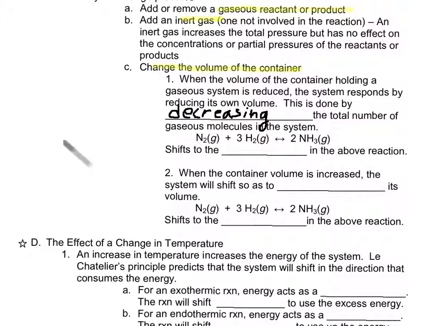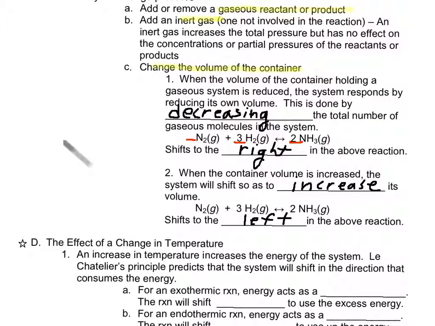here in this example, we have a reaction where on the left it has a total of 4 gas moles. On the right it has a total of 2. And so if I decrease the volume, it's going to shift over to the right to try to make fewer gas molecules to kind of keep the pressure down where it was. If I increased the volume, it would shift back to the left to try to make more gas molecules to keep that pressure where it was. It always shifts in whatever direction will try to keep the pressure the same.